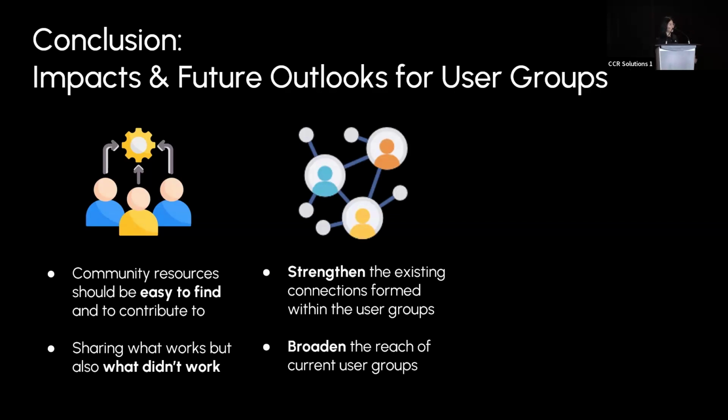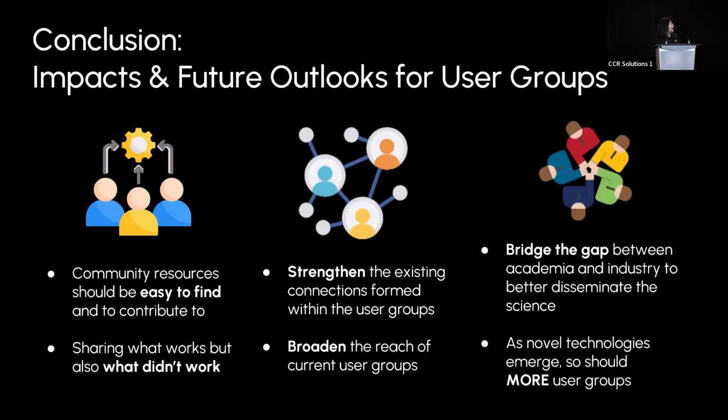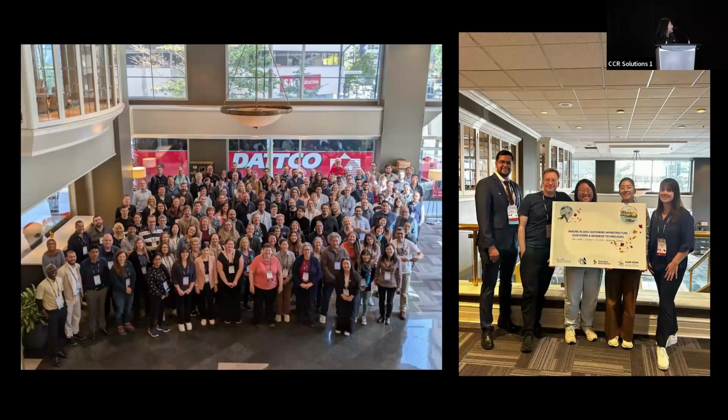And then next is to really strengthen any existing connections. So as you saw through the different user groups, we've already had a lot of different engagement, but really strengthening those ties are really important. And then to also broaden the reach. And then bridging the gap, we've talked a lot about academia and industry and working together with different people, especially with these technologies, would be really important. And as novel technologies continue to emerge, we want more user groups. And at the end of the day, it's still about the people.